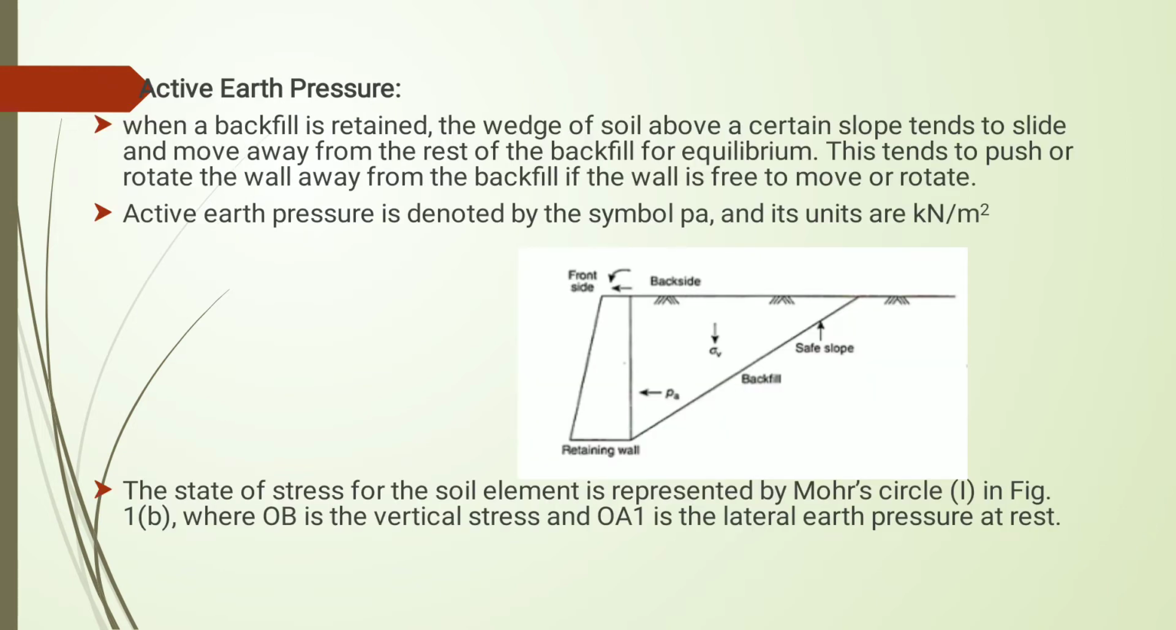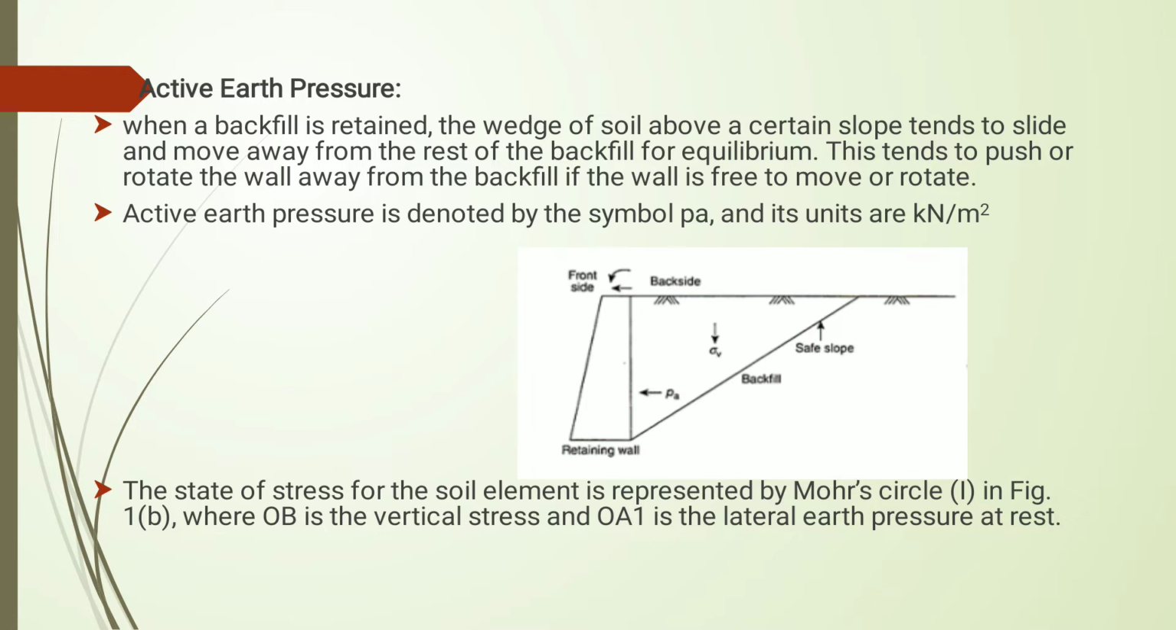First one, active earth pressure. When a backfill is retained, the slope tends to slide and move away from the rest of the backfill. This means the backfill pushes or rotates the wall, so it is free to rotate. The active earth pressure is denoted by the symbol Pa and its units are kilonewton per meter square. In the retaining wall, the soil retaining side is called the backfill.